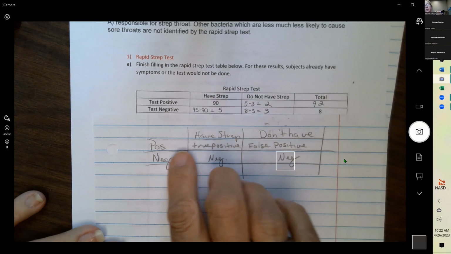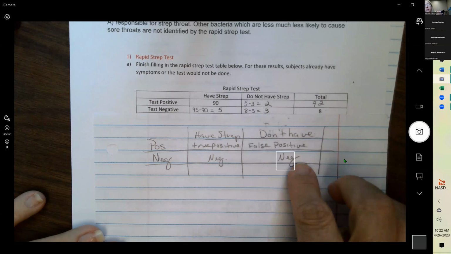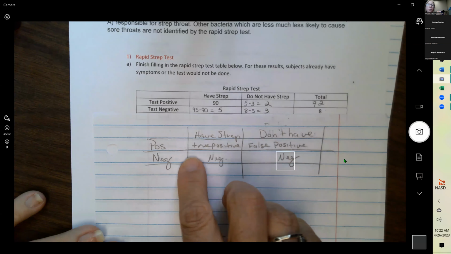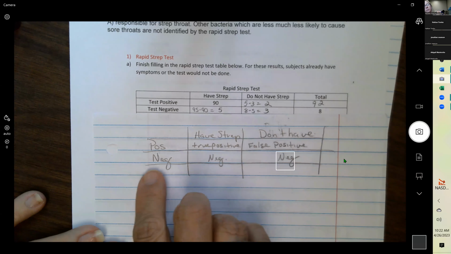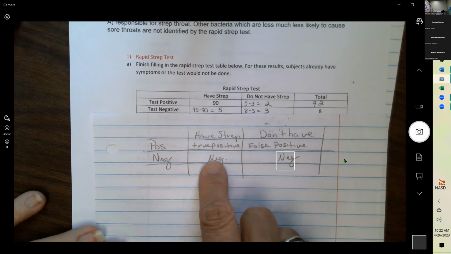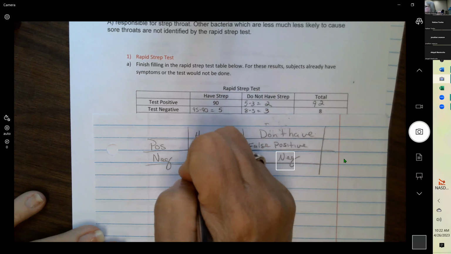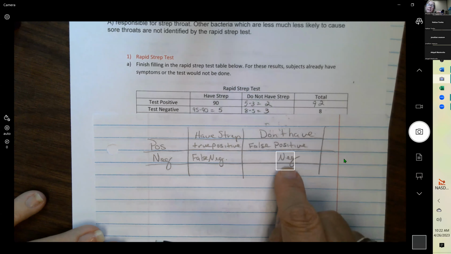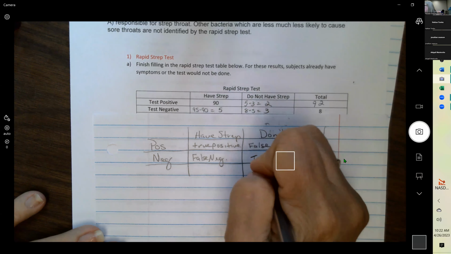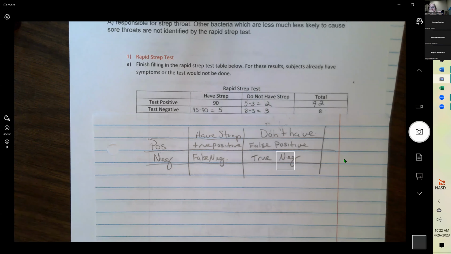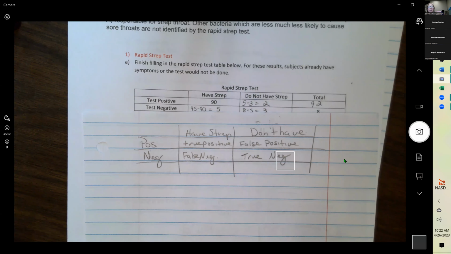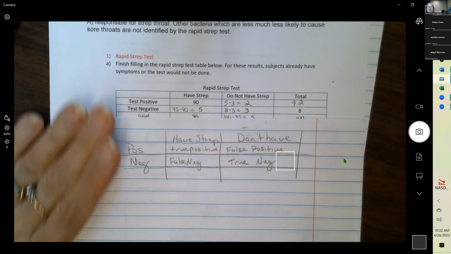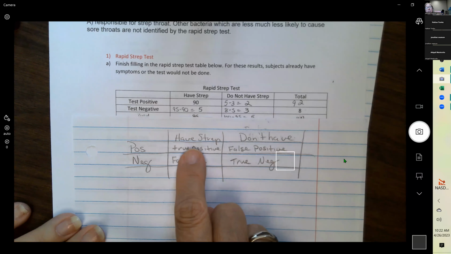So the positives is your test and the negatives. Then if it's right or wrong is the true or the false. So in this one, you tested negative, but you have strep throat. So the test was wrong, it's false. Here, you test negative and you don't have it, it was correct. So it's a true negative. Those are all important rates. This one here, the true positive, is the sensitivity.